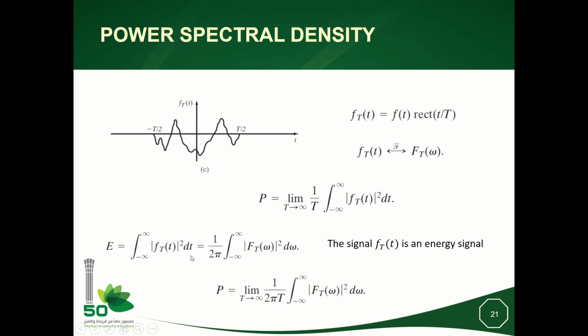Because we see now a correspondence, the correspondence between the expression of P in time and the expression of the P in the frequency domain. Okay. So here we have a factor of 1 over 2π, which is appearing when we take the Fourier transform of f sub T instead. Okay.